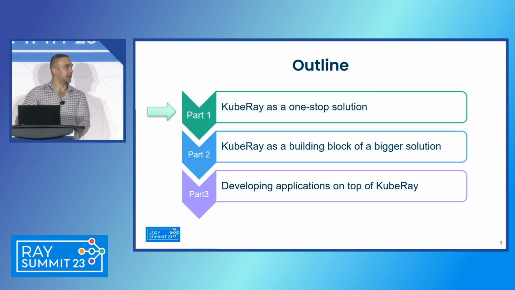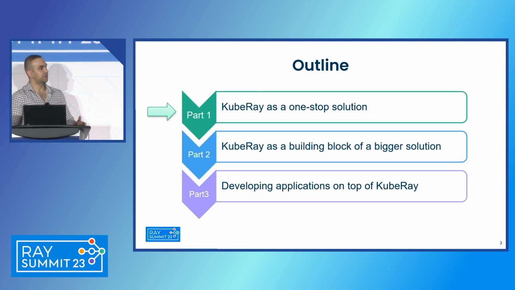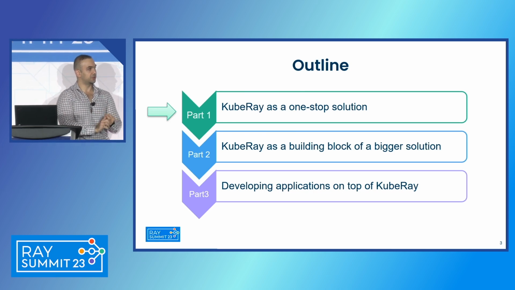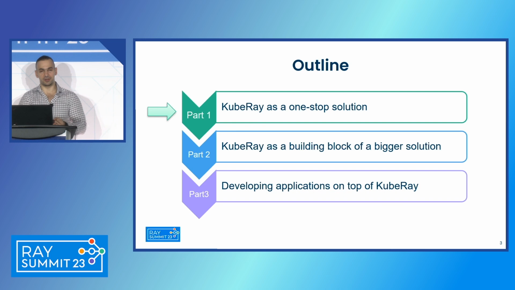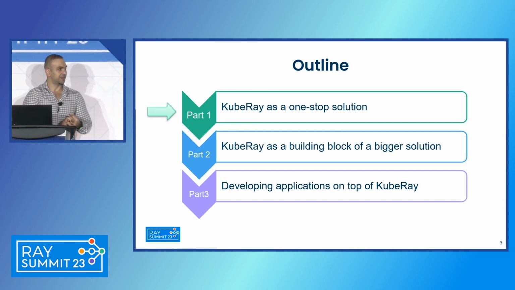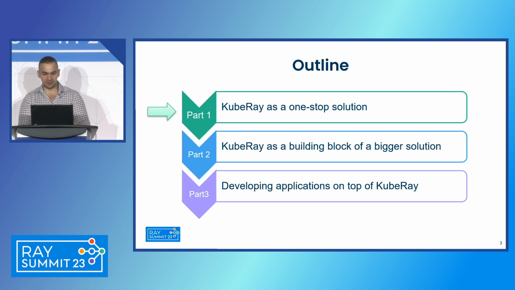So the 3 phases would be, 1, using KubeRay as a one-stop solution. Then we're going to go into using KubeRay as a building block of a bigger solution. And finally, we're going to go into developing applications on top of KubeRay and how we can use the Python SDK to do that.